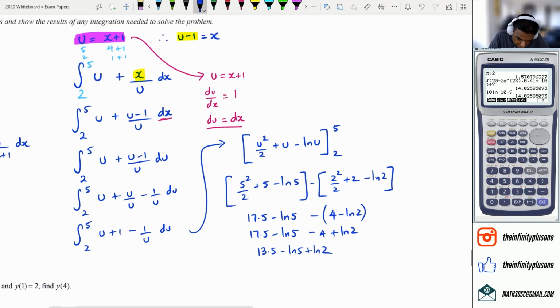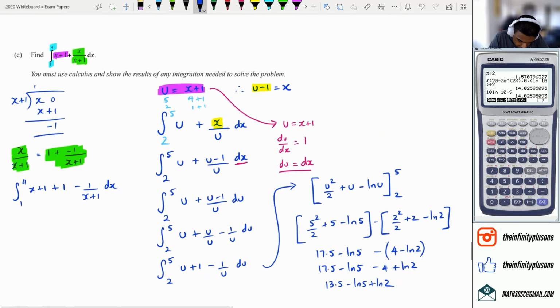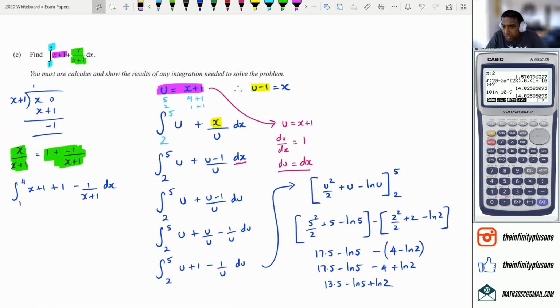Let's actually put it in the calculator and see if we're on the right track. So that means I've got to go integral sign of x plus 1 plus x, divided by x plus 1, and that is between 1 and 4. So it's giving me 12.58, and then let's check my answer here.